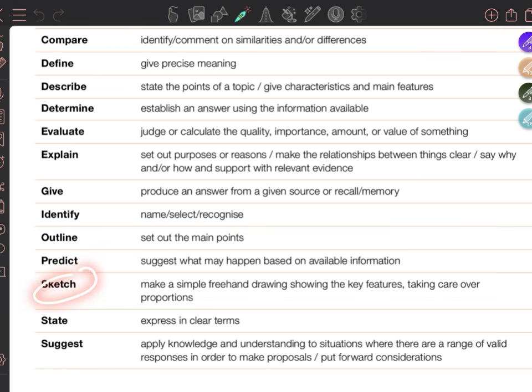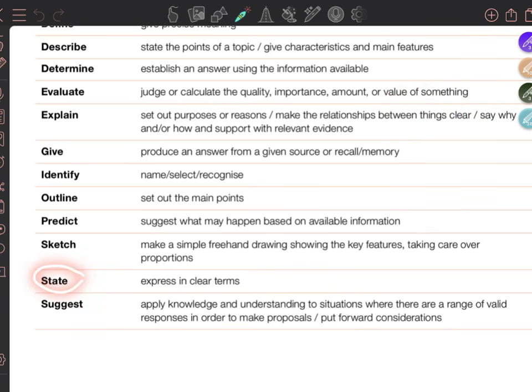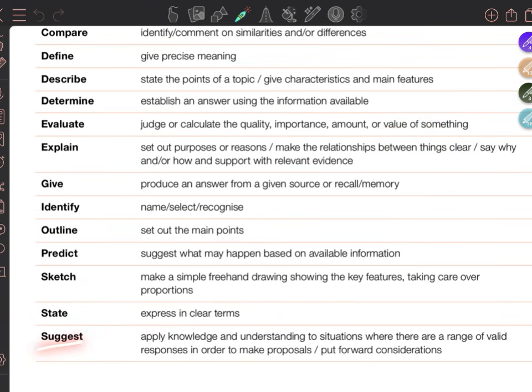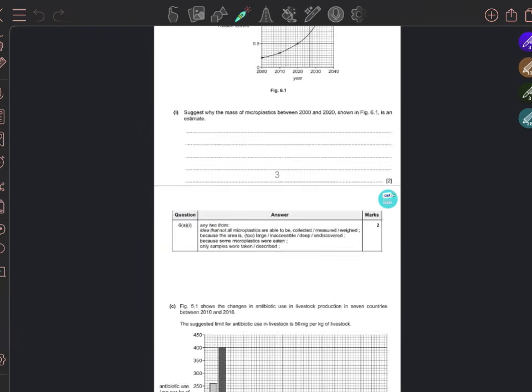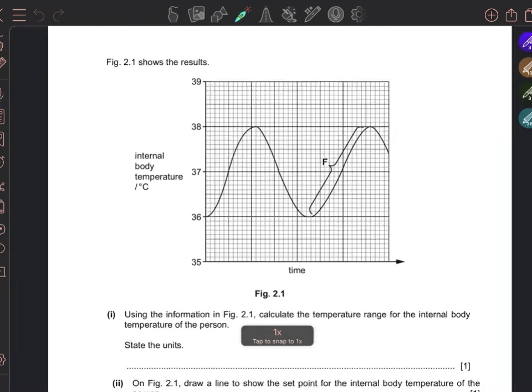Sketch means they want a drawing, a simple freehand drawing showing the key features. Take care of the proportions. That means if you have a plant and the leaves are very small, you have to make sure this difference is represented in your drawing. State means express in clear terms. Suggest means you apply your knowledge and understanding to situations where there are a range of valid responses in order to provide some proposals, like what would happen if this continues, or suggest another alternative, suggest a better solution, something like that.